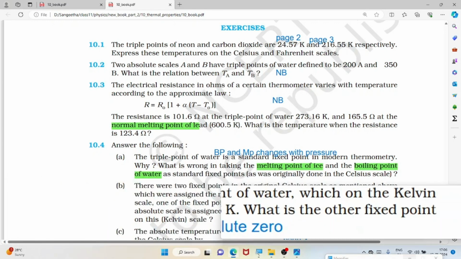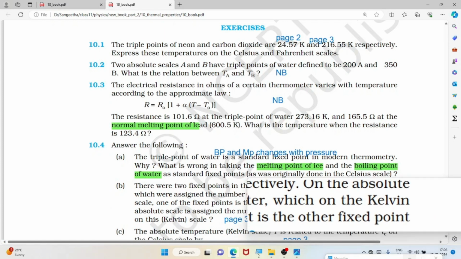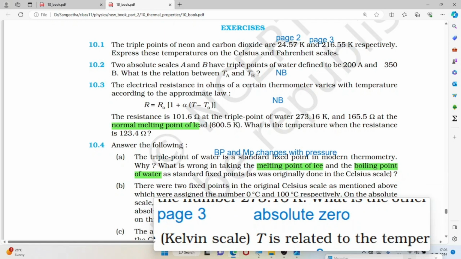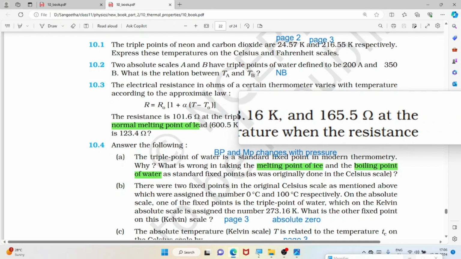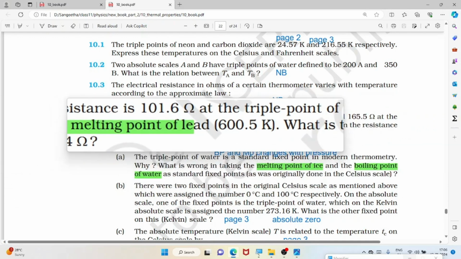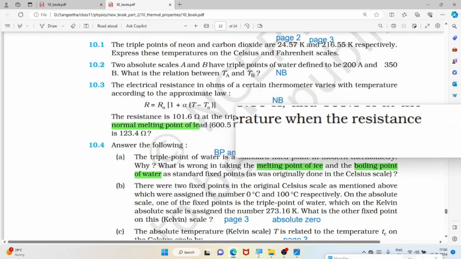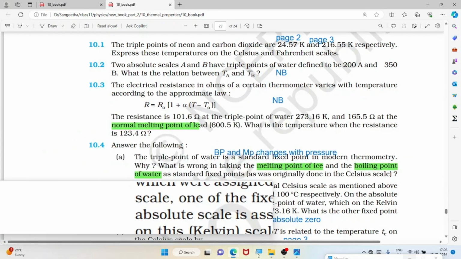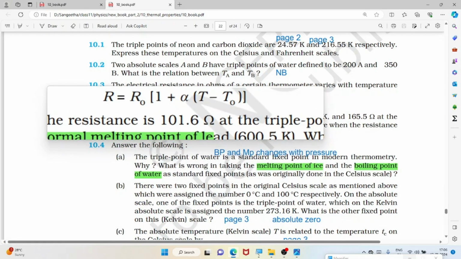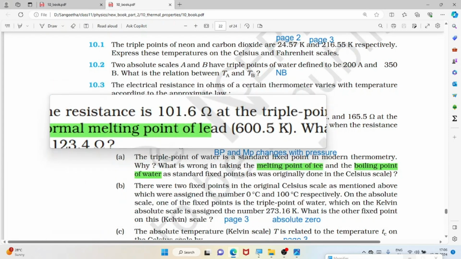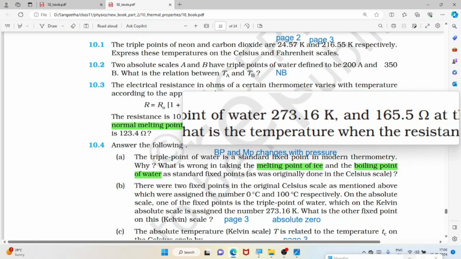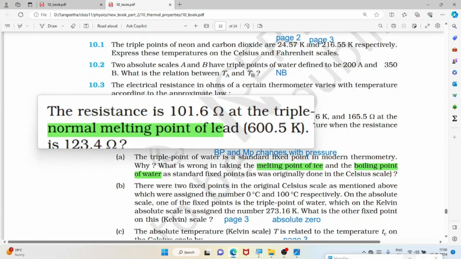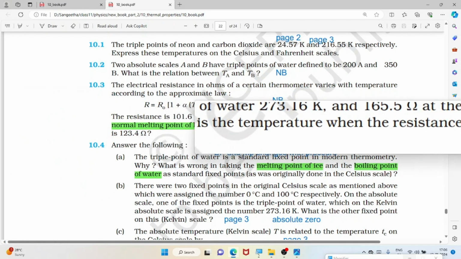The electrical resistance in ohms of a certain thermometer varies with the temperature according to this relation. The resistance is 101 at the triple point of water and 165 at the normal melting point. What is the temperature when the resistance is this? The value of alpha is not given, so using the given values 101 and 165, find alpha, then we can find the temperature.